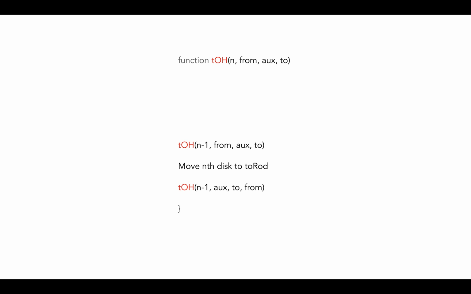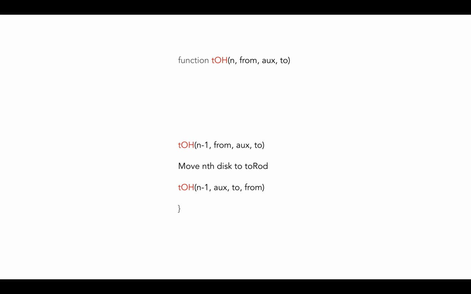First we shift all the disks other than the nth disk from the from rod to the auxiliary rod. And then we move the remaining disk, that is the nth disk, from the from rod to the to rod. And then finally we shift all the disks present at the auxiliary rod to the to rod.